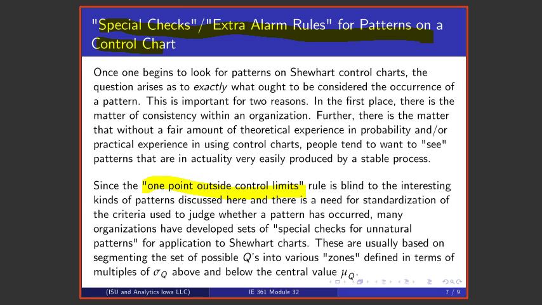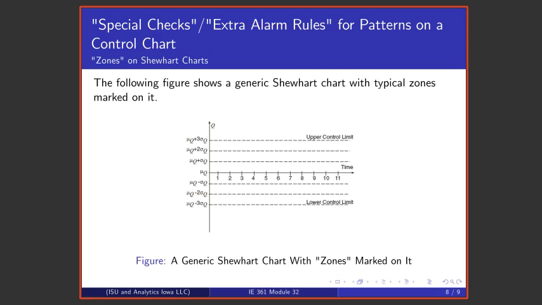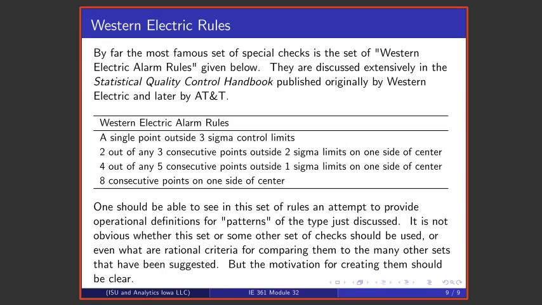Most of those extra alarm rules are phrased in terms of this kind of a picture, where this is a center line and this is a 3 sigma upper control limit and this is a 3 sigma lower control limit, one divides the region above and below into a 1 sigma region, a 2 sigma region above, a 1 sigma region below, a 2 sigma region below, and outside the 3 sigma region, and does things, say, like this.